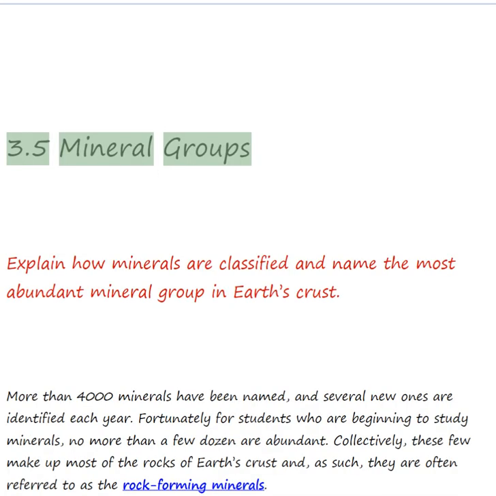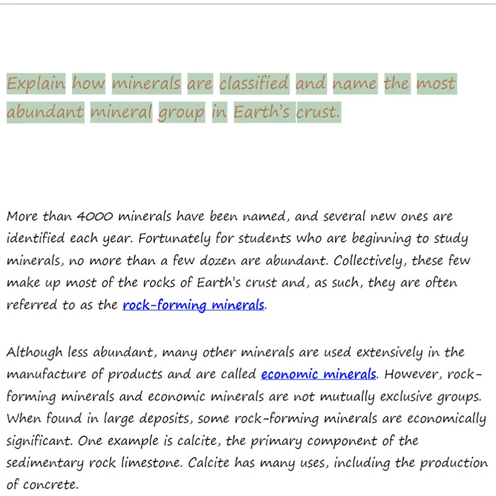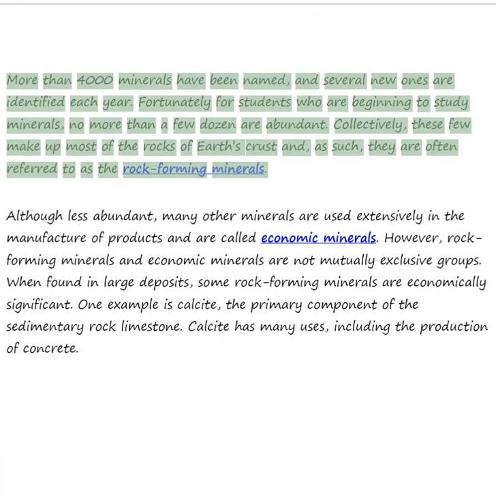3.5 Mineral groups. Explain how minerals are classified and name the most abundant mineral group in Earth's crust. More than 4,000 minerals have been named, and several new ones are identified each year. Fortunately for students who are beginning to study minerals, no more than a few dozen are abundant.